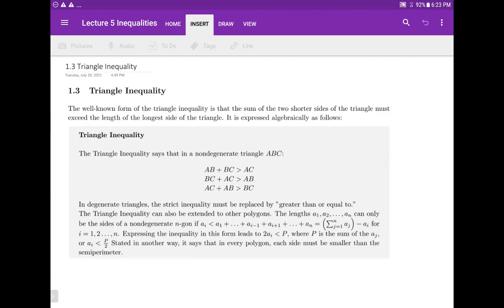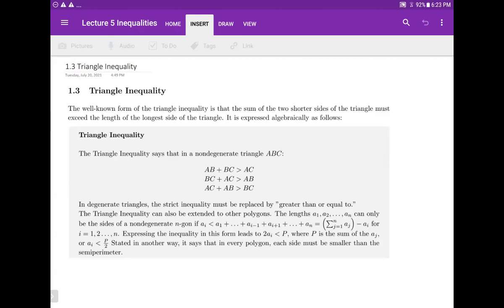There's also a way to express this using absolute values and differences between numbers, but we will not be getting into that for this lecture. And in degenerate triangles, a degenerate triangle is basically a triangle that's like a straight line, the strict inequality must be replaced with greater than or equal to.